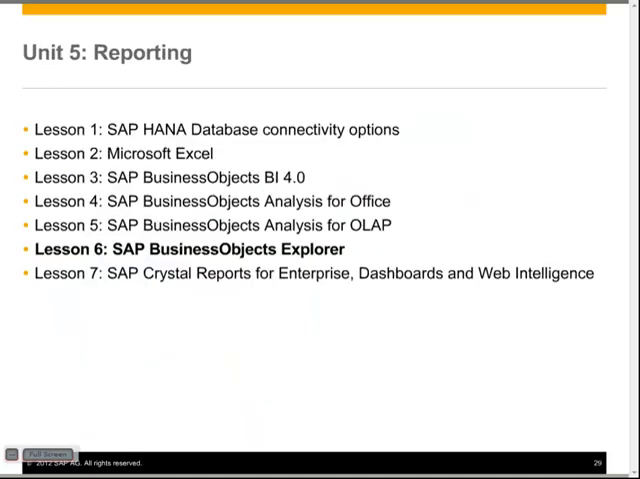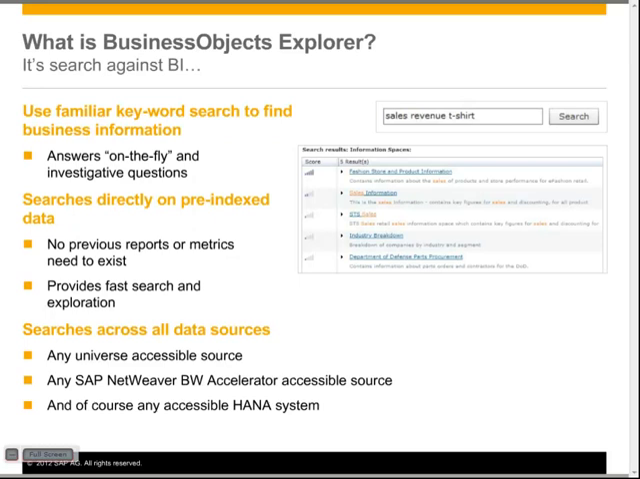So we've mentioned Explorer, which is the client we might want to use if we don't really know what data we're looking for. There is no preset report available to us, and we'd want to look at Explorer. It provides us with quite a fast search and exploration type of interface. We see here on the right-hand side, you can even search for the type of query that you want to create on the fly. As it says, it answers on-the-fly and investigative questions. So we can access any data source for this, and of course it includes HANA.